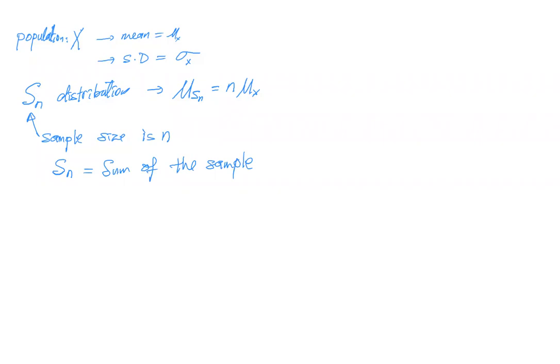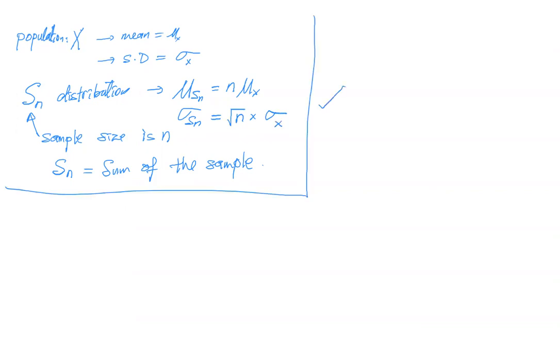The n here tells you the sample size. The S tells you it is the sum. And the standard deviation of the Sn distribution will be equal to the square root of n times the standard deviation of the population. So this is the relationship. So this formula you have to remember. Are you okay?